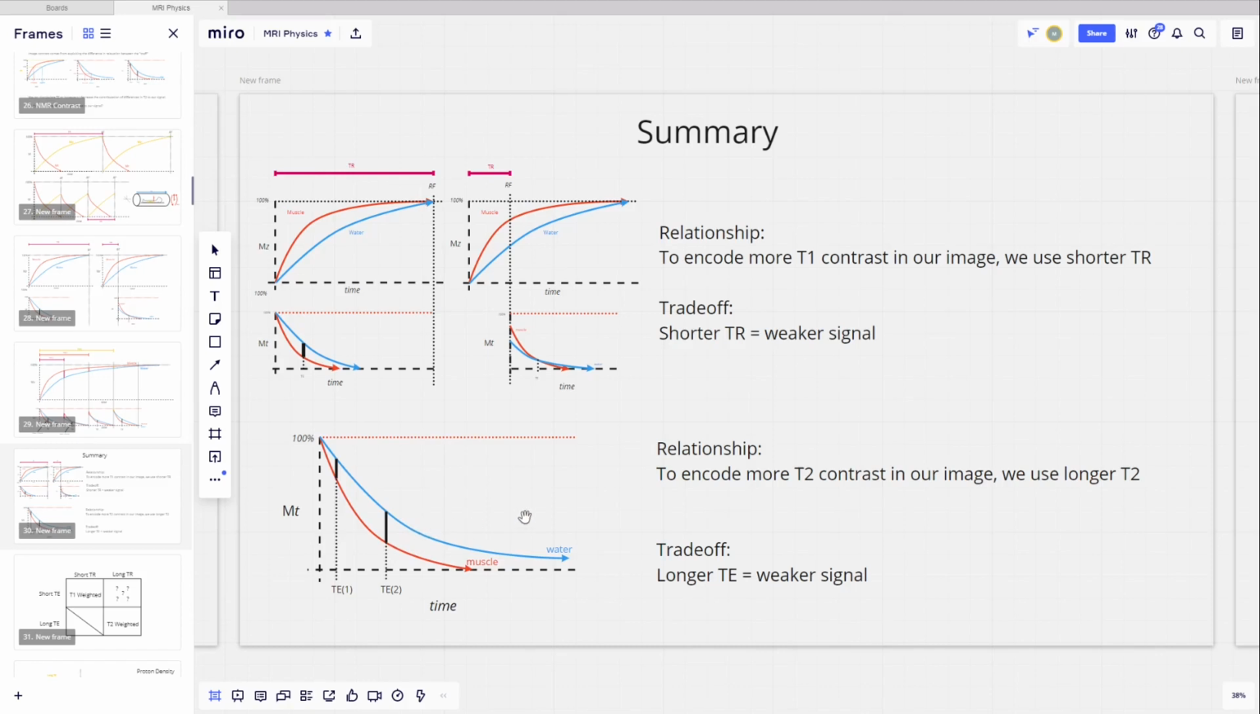So the trade-off again with T2 is that if you make your TE longer to maximize your T2 contrast, right? You're waiting to make this difference as big as possible. The longer you wait, the smaller these curves are, the less signal you've got to work with. Okay, so these relationships are important.